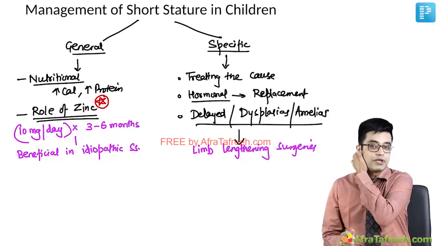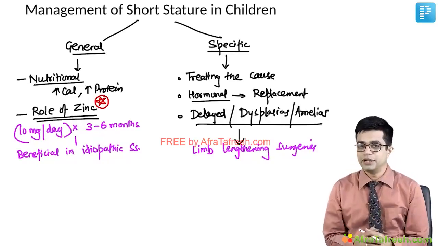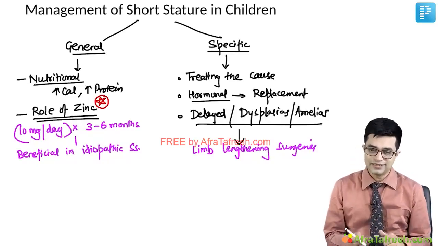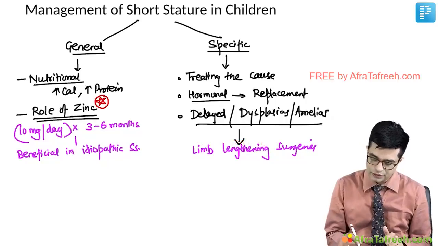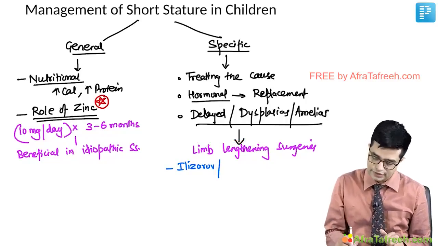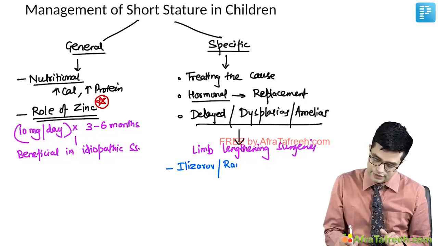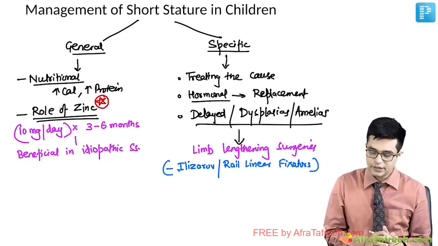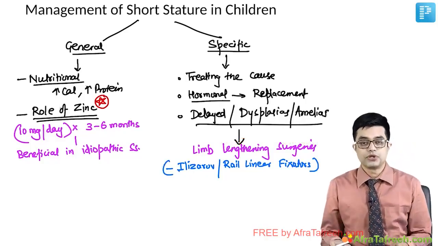They are usually performed in a slightly older child as compared to a young child. And limb lengthening surgeries can involve orthopedic procedures like the Ilizarov fixator, or they may involve fixators like rail linear fixators. They can be used under orthopedic guidance. This is the overall management of short stature.